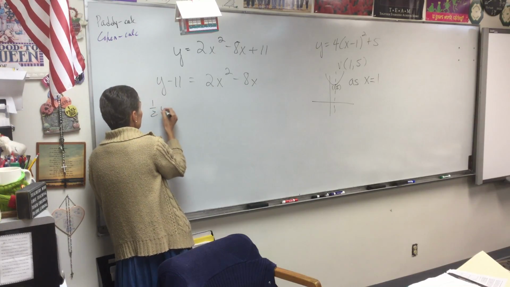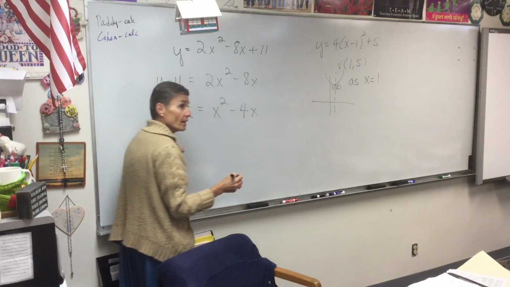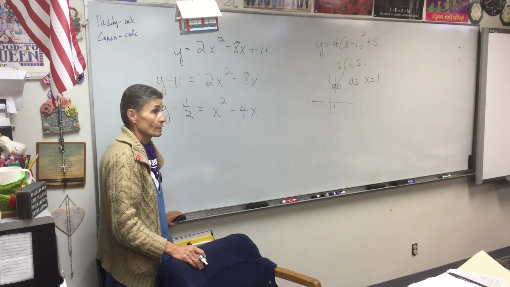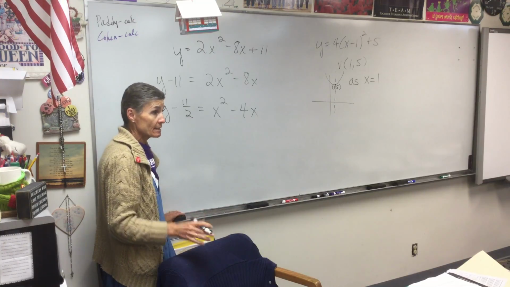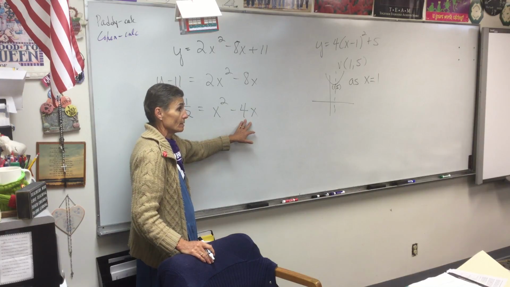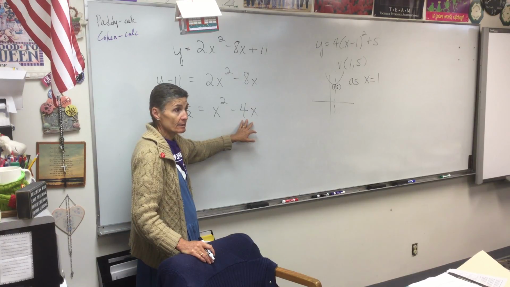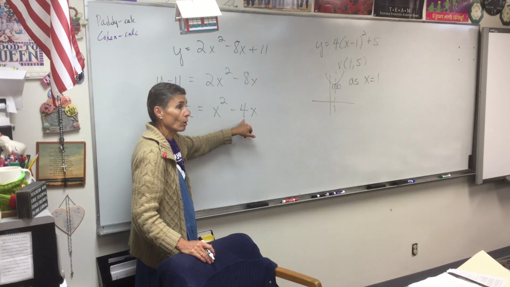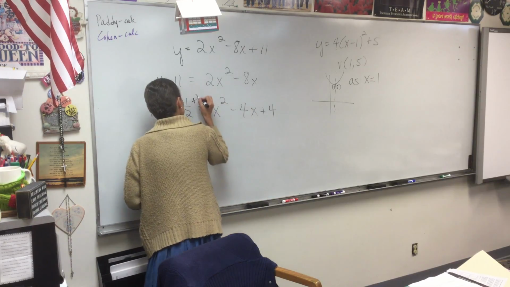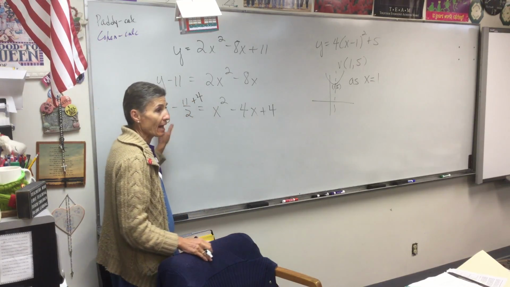And then divide everything by 2. And yes, fractions are just a part of it, so we just have to deal with it. So we'll divide everything by 2. And now it's actually ready to complete the square on. So what's our procedure to complete the square? We take half of this number and square it. So half of 4 is 2, squared is 4, and I very carefully add it to both sides. Don't add it to just this side, you gotta add it to both sides.